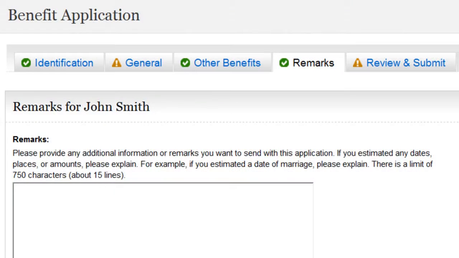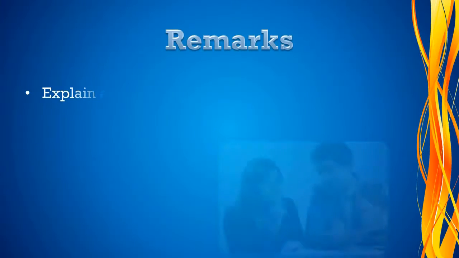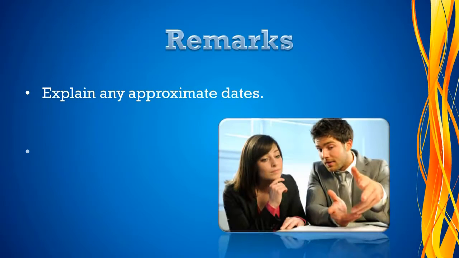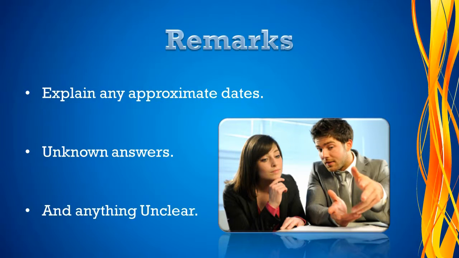At the end of the online application is a remarks section. Enter any explanations here for approximate dates of unknown answers from your application. If you are not sure about a marriage or divorce date, please explain that answer here. This section is to explain any answer that may not be perfectly clear from your application.